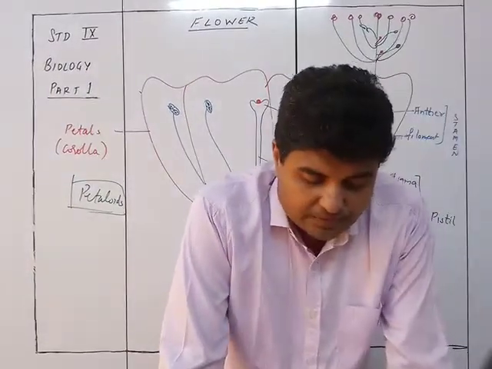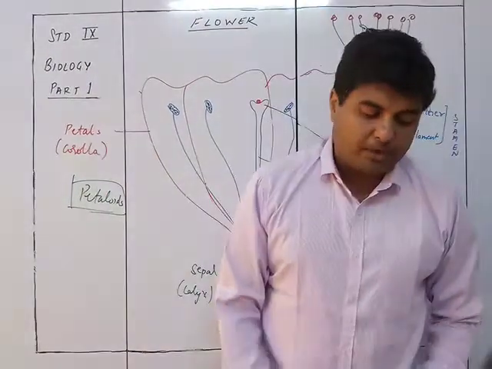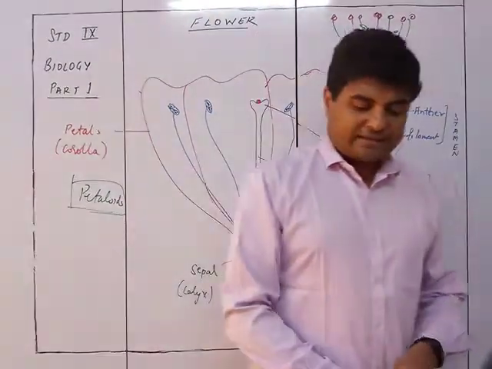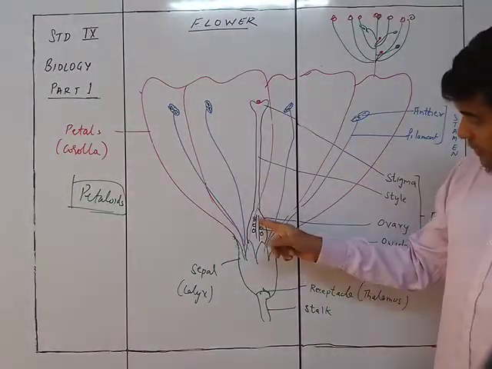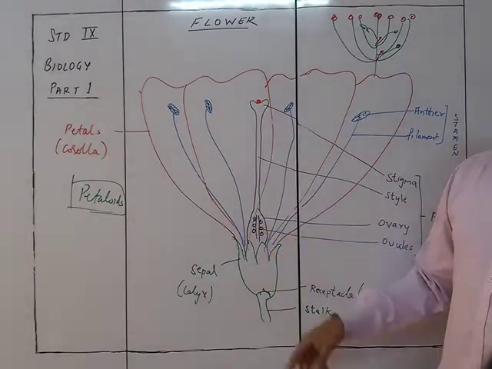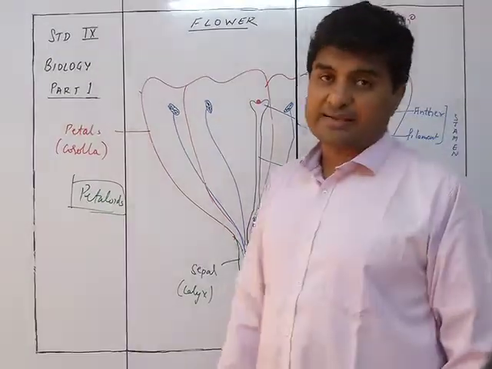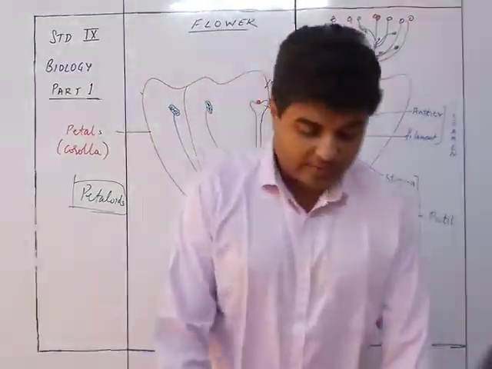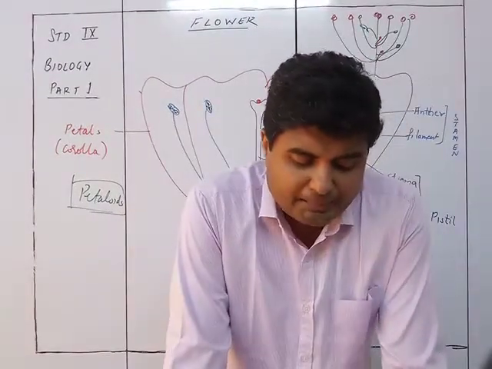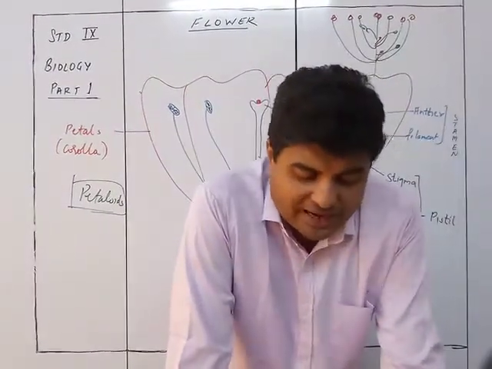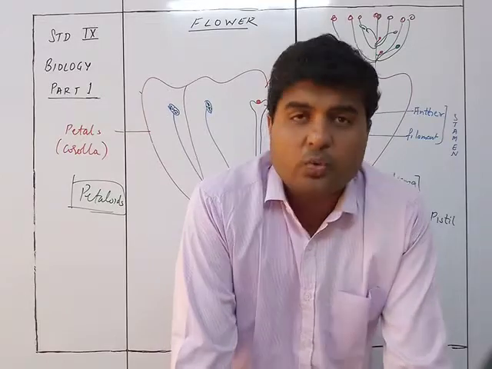The next thing is placentation, or the placenta. It is the tissue that attaches the ovule to the walls of the ovary. So the tissue which attaches the ovules to the walls of the ovary is called the placenta. Placentation is the manner in which the ovules are arranged or attached to the walls of the ovary.